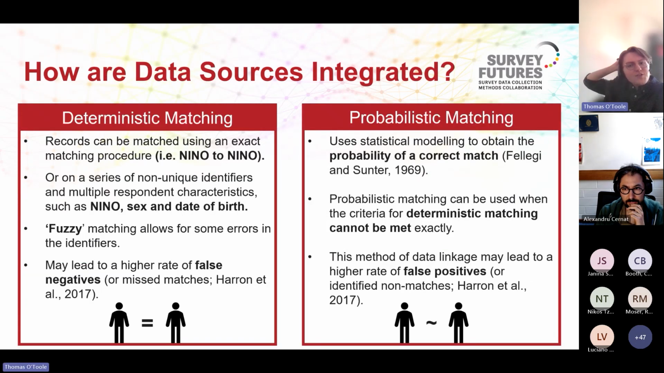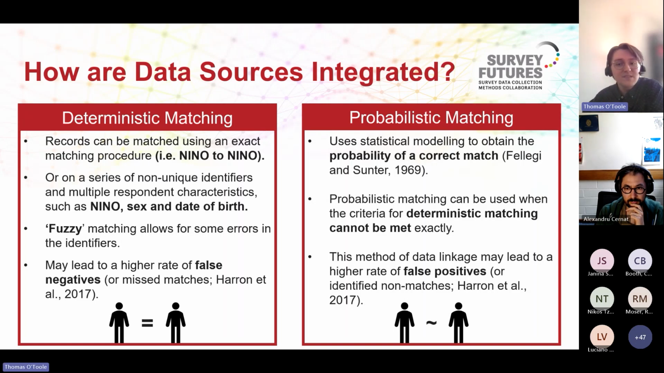So a quick note on how records are often linked at the microdata level here. Records can be linked exactly, especially if there is a good unique matching field, such as National Insurance Number, NINO. More commonly, records are linked on a series of identifiers when there is no high quality identifier available. For example, address, name, sex, date of birth, that kind of thing. Fuzzy matching here refers to an allowance for error in deterministic matching. So, for example, only using the first three letters of a string or a name, or using a phonetic code.